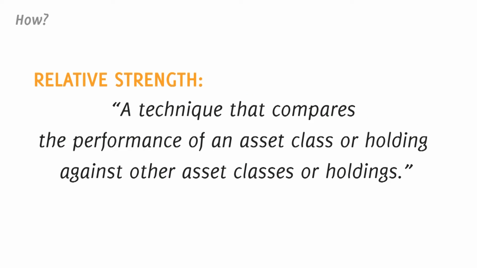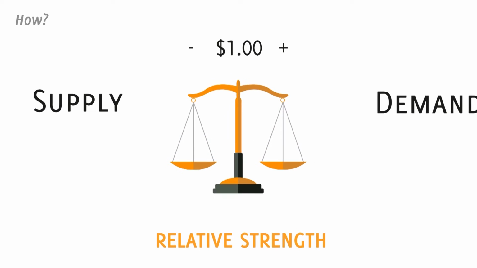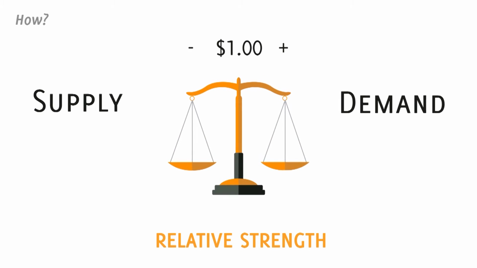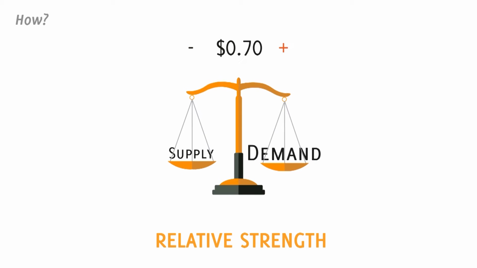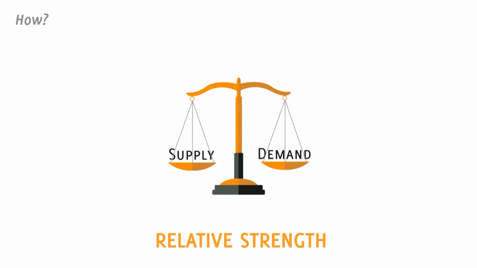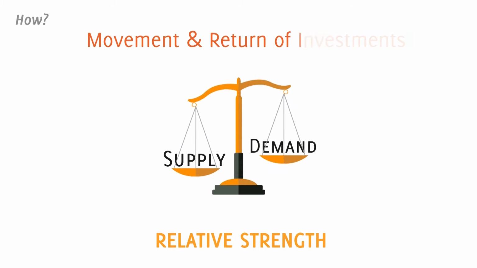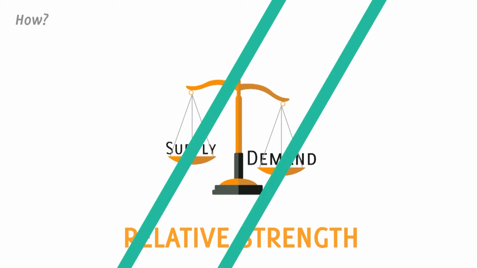Relative strength is a technique that compares the performance of an asset class or holding against other asset classes or holdings. Relative strength gets to the root of what drives price movement, which is the supply and demand relationship of that investment. When there is more supply, the price goes down. When there is more demand, the price goes up. This basic economic principle is the most important aspect to determining the movement and return of investments, and is the foundation of what relative strength is based off of.